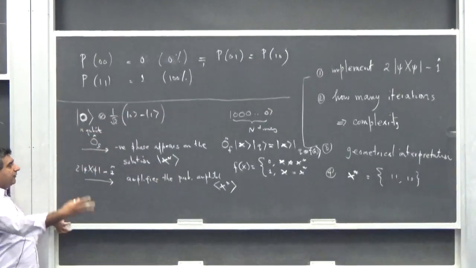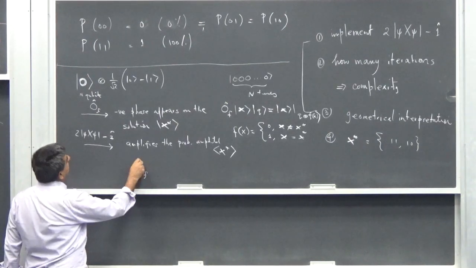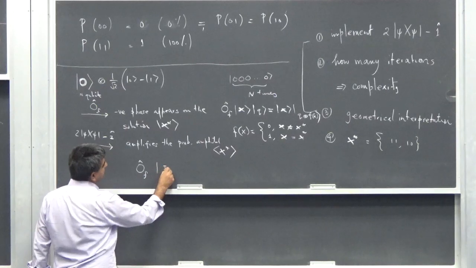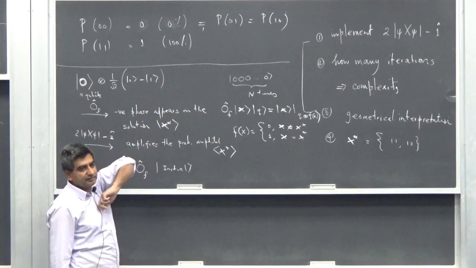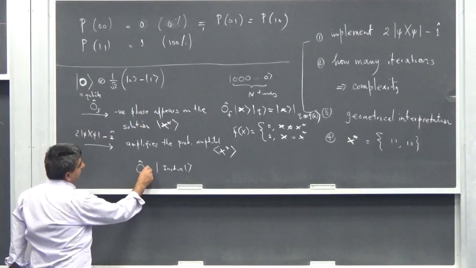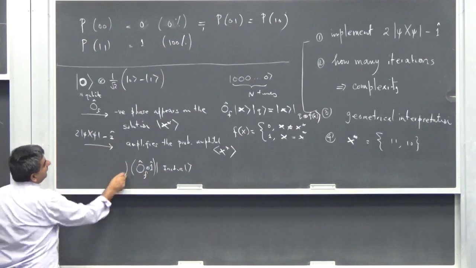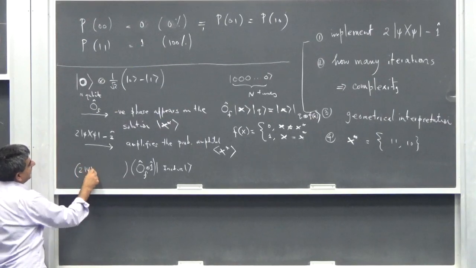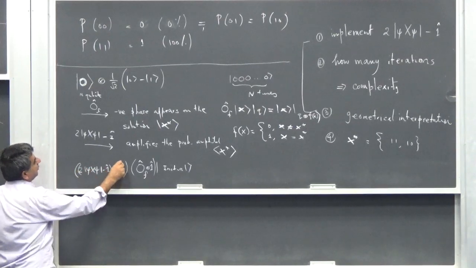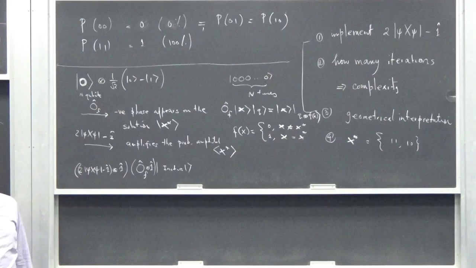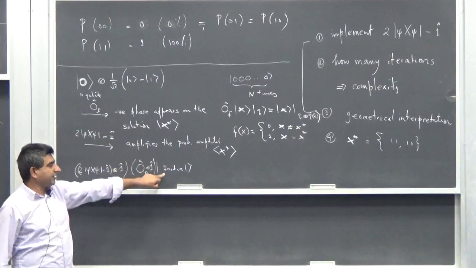So the algorithm overall does the following. It applies OF on the initial, so let's call this an initial state. This is my initial state. OF tensored with identity on the ancillary qubit, followed by 2 ket psi bra psi minus identity tensored with identity on the ancillary qubit. So I'm doing nothing to the ancillary qubit. I explicitly write the ancillary qubit here, the third qubit here, because I've written it in my initial state as well.